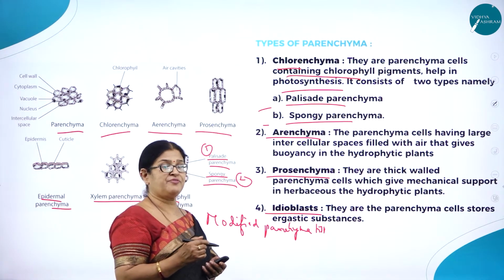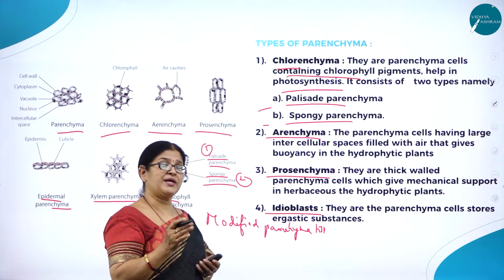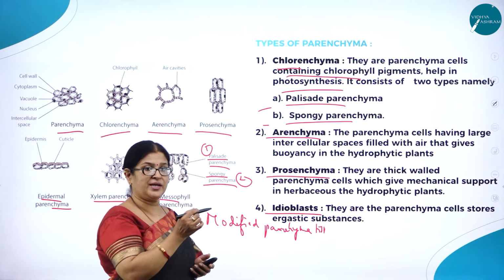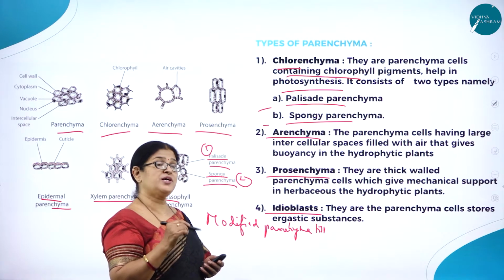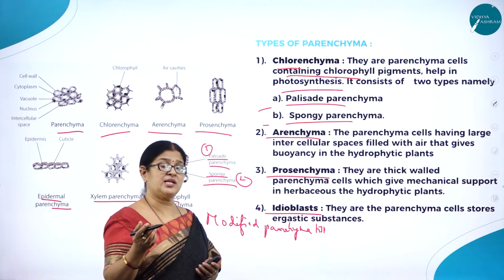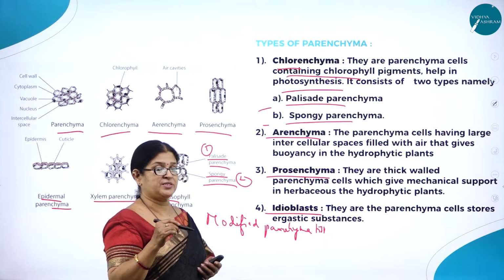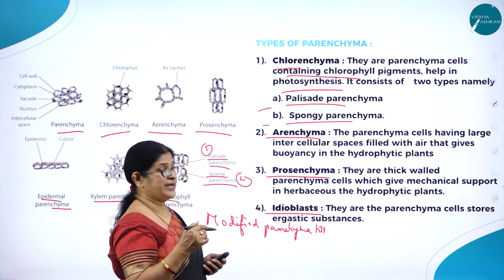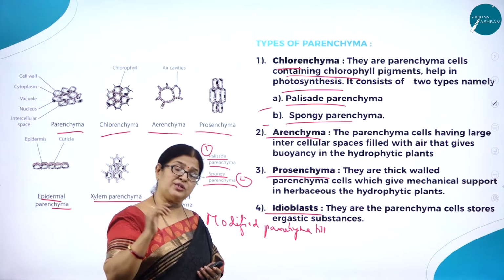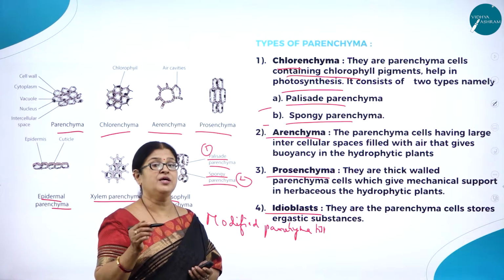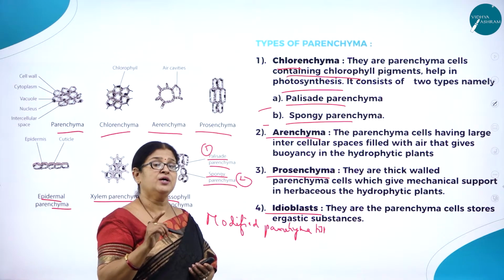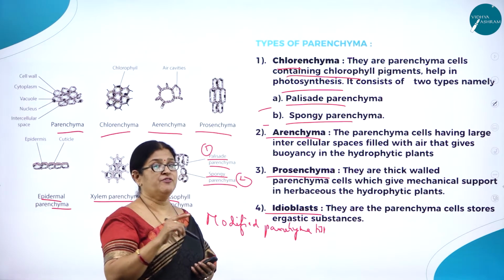What is the basis for classifying them? Based on the shape. Palisade parenchyma are elongated and compactly arranged cells. Here you can see they are elongated and compactly arranged, laden with chloroplasts. Spongy parenchyma are spherical cells having large intercellular spaces, filled with chloroplasts. Palisade and spongy chlorenchyma are both present in a dicot leaf. A dicot leaf has both palisade chlorenchyma and spongy chlorenchyma, whereas a monocot leaf will have only spongy chlorenchyma.